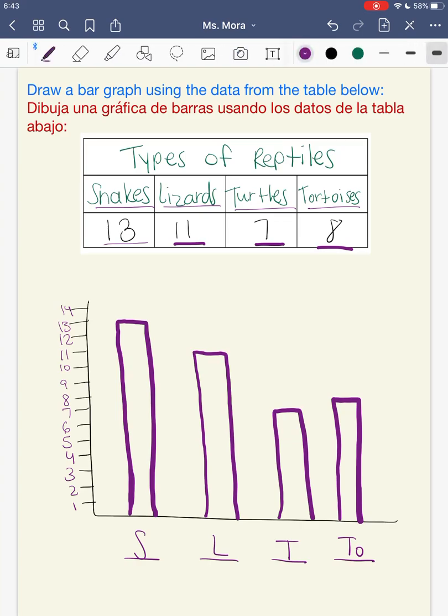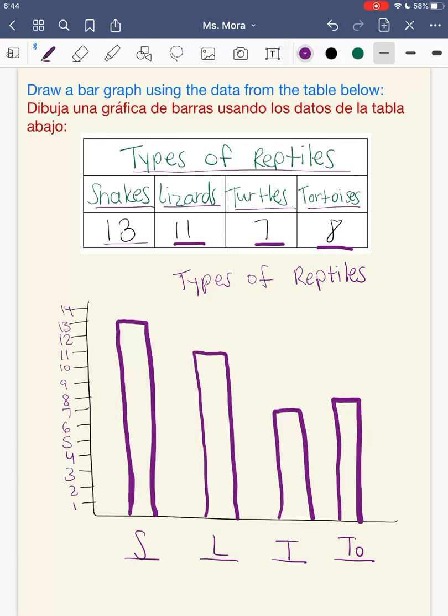I need to write my title. So my title here is types of reptiles. Entonces, so I'm going to write my title here, types of reptiles. So tengo que escribir mi título, que debe ser igual que la tabla. Okay, types of reptiles.